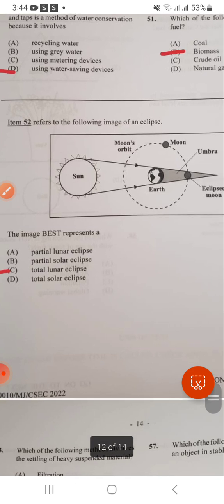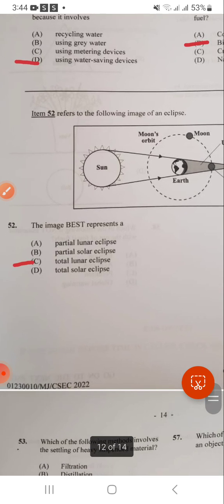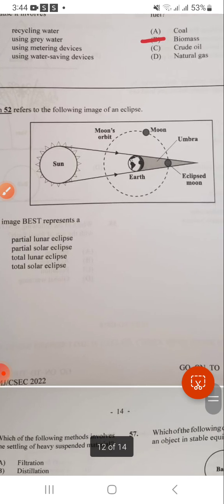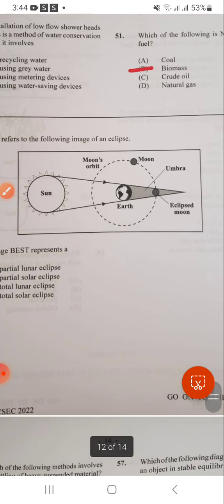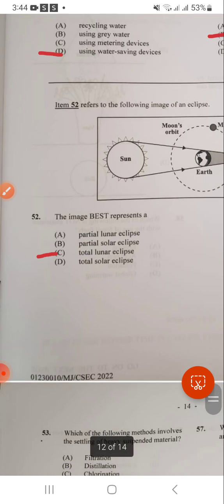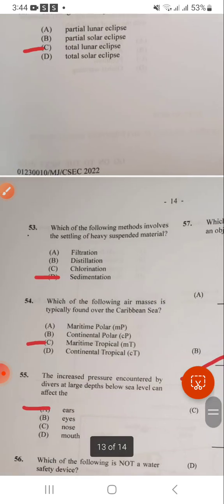The image best represents a total lunar eclipse. A total lunar eclipse, that is 52. Number 53. Which of the following methods involves the settling of heavy suspended material? That is sedimentation. Number 54. Which of the following air masses is typically found over the Caribbean Sea? That is maritime tropical air mass, which is C.